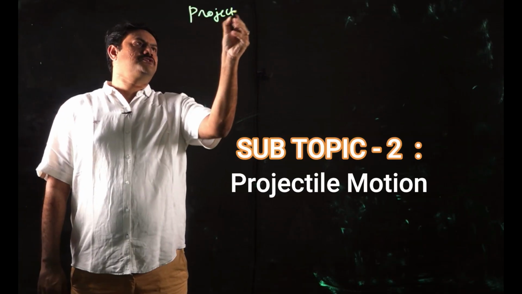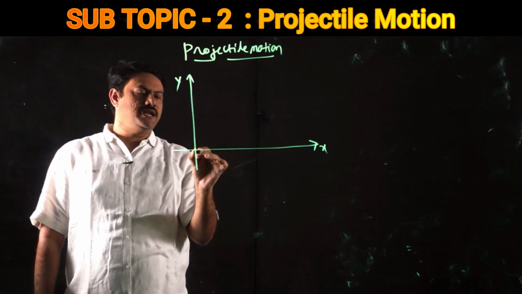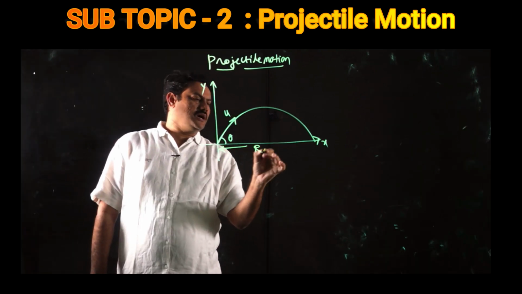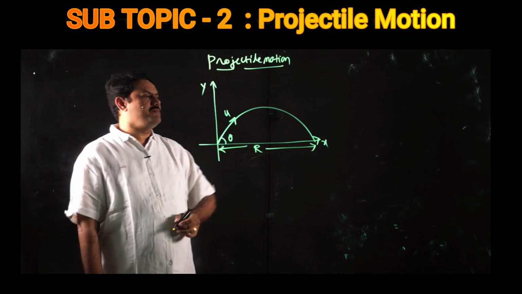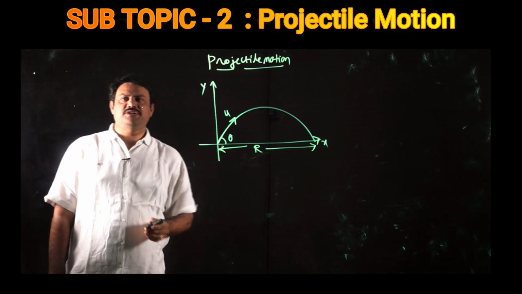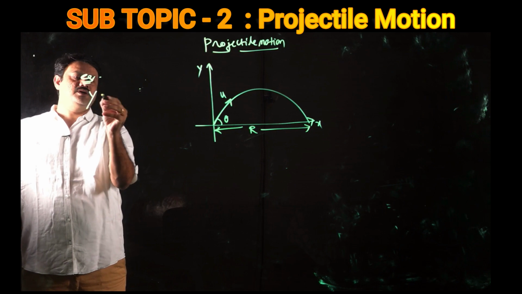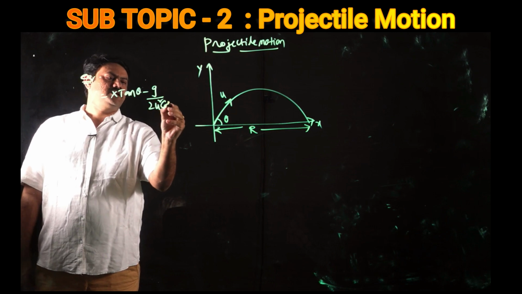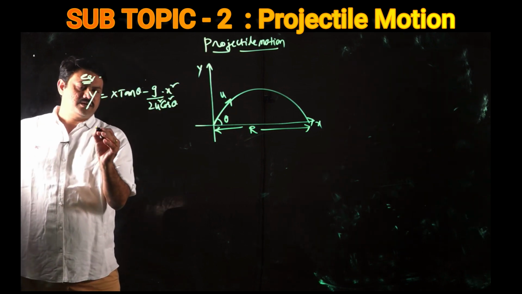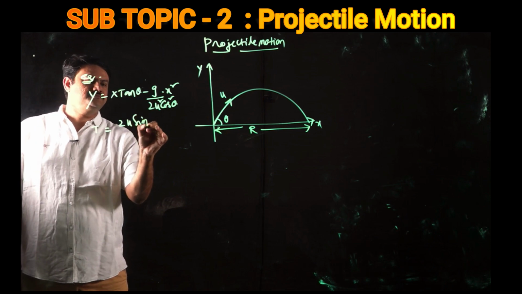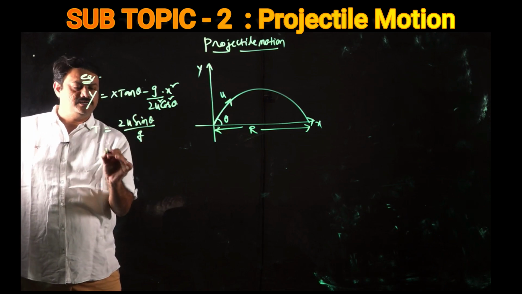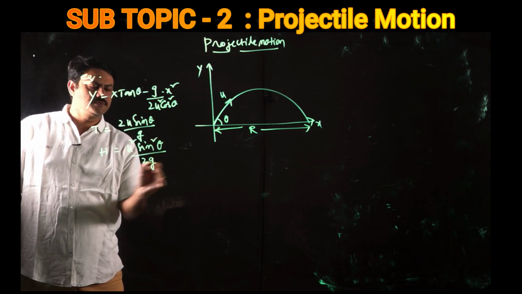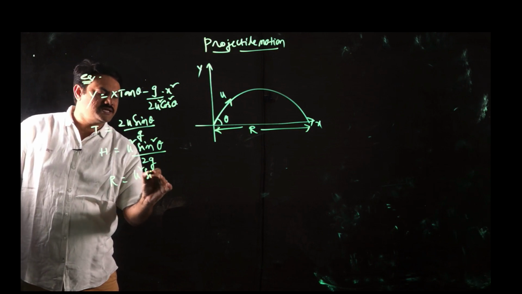Second subtopic, projectile motion. Suppose a body is projected with a velocity u making an angle theta with the horizontal. The important topics here are r, the range, h, the height, and the total time taken t. First, the equation of the projectile is y is equal to x tan theta minus g by 2u square cos square theta into x square. Second, time of flight is 2u sin theta by g. Height of a projectile is u square sin square theta by 2g. Range is u square sin 2 theta by g.